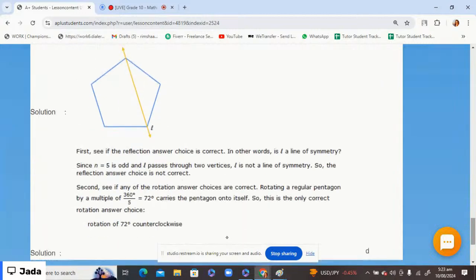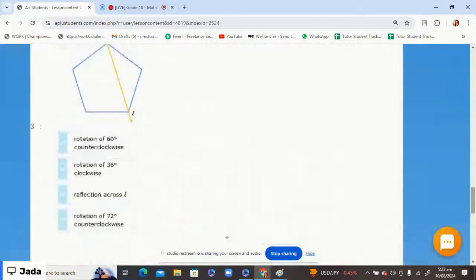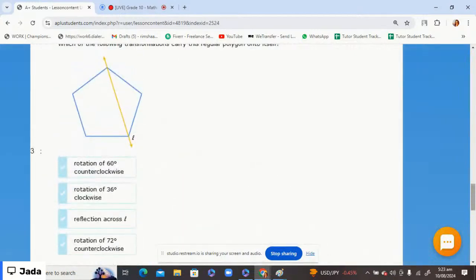Okay. Look at here, the options. Rotation of 60 degrees. No, this is not the answer. Rotation of 36 clockwise. No, this is not the option. Reflection across the L. No, it's not. Rotation of 72 counterclockwise. Yes, this is the answer, because when we divide 360 over 5, we get the answer 72 degrees. Understand?